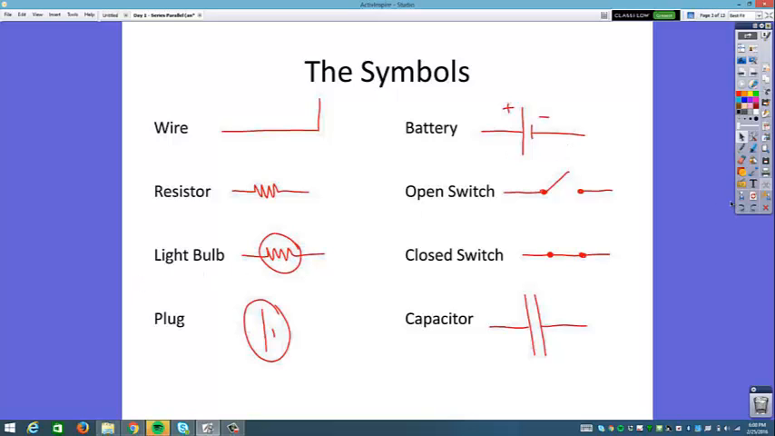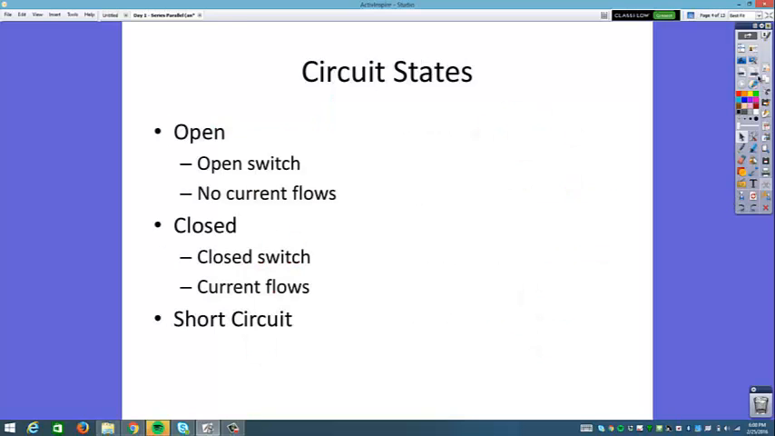Okay, so you're going to want to memorize this chart. You're going to have to practice drawing these, and you'll get a lot of that throughout this unit with our homework. Okay, so with your circuits, we kind of talked about this already.